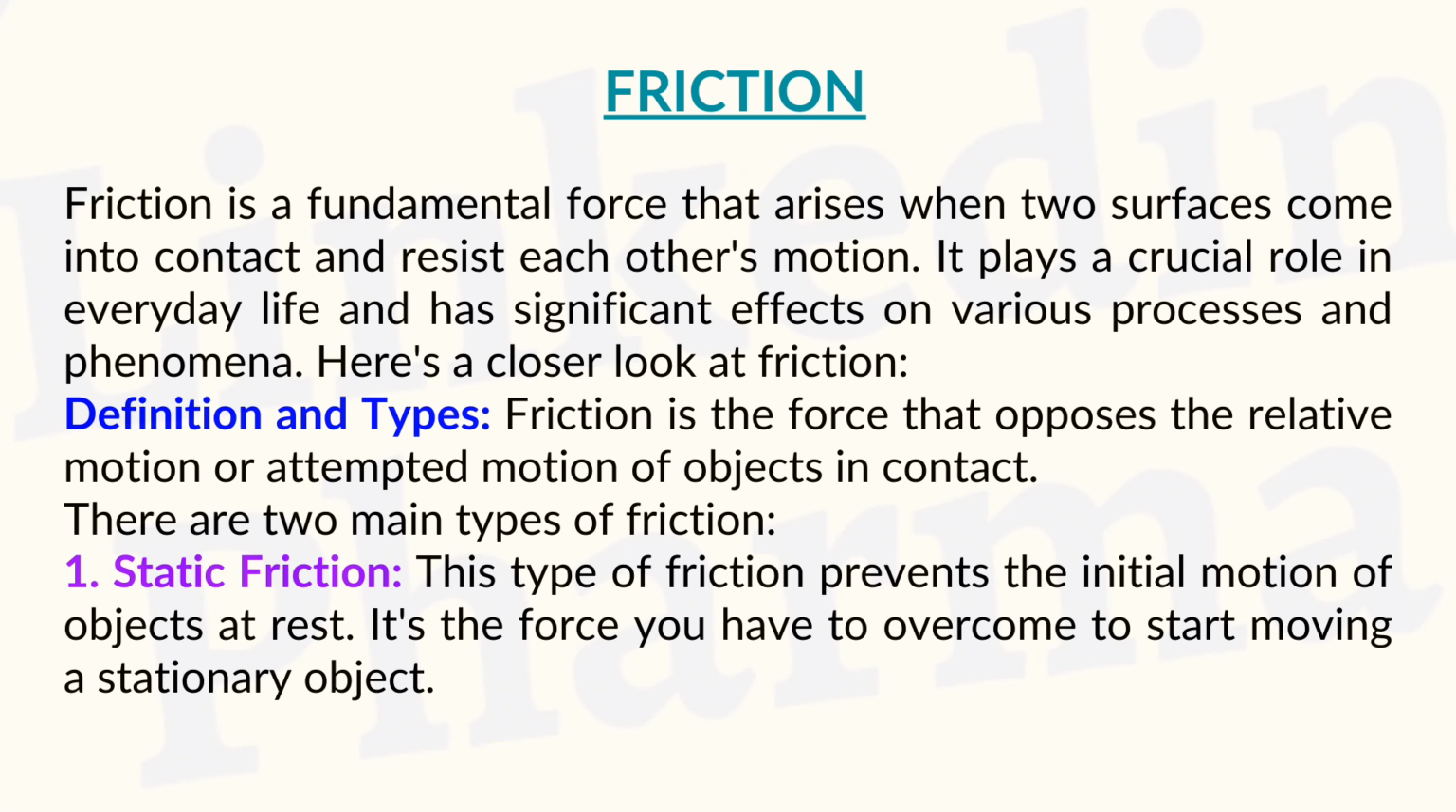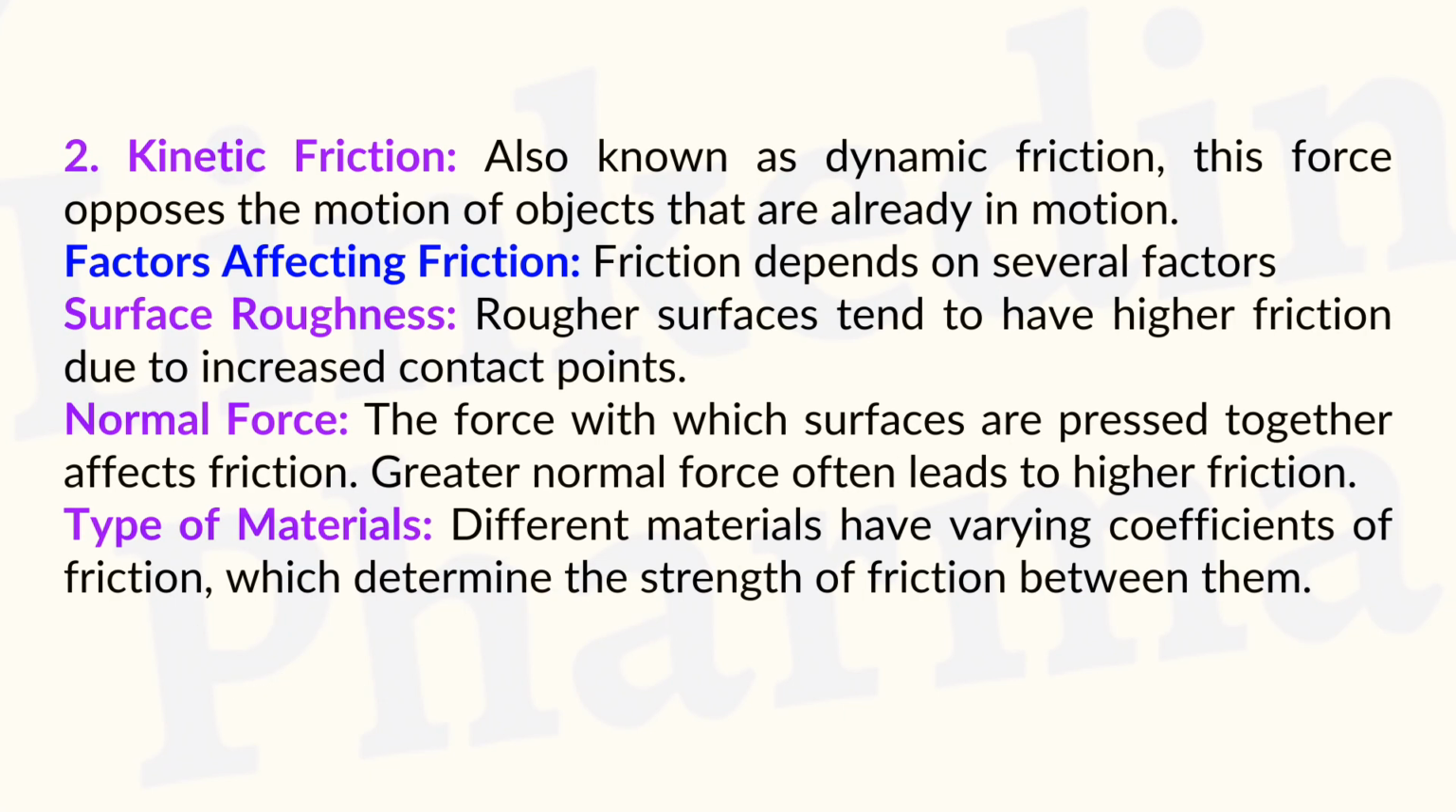Static friction. This type of friction prevents the initial motion of objects at rest. It's the force you have to overcome to start moving a stationary object. Kinetic friction, also known as dynamic friction. This force opposes the motion of objects that are already in motion. Factors affecting friction. Friction depends on several factors.